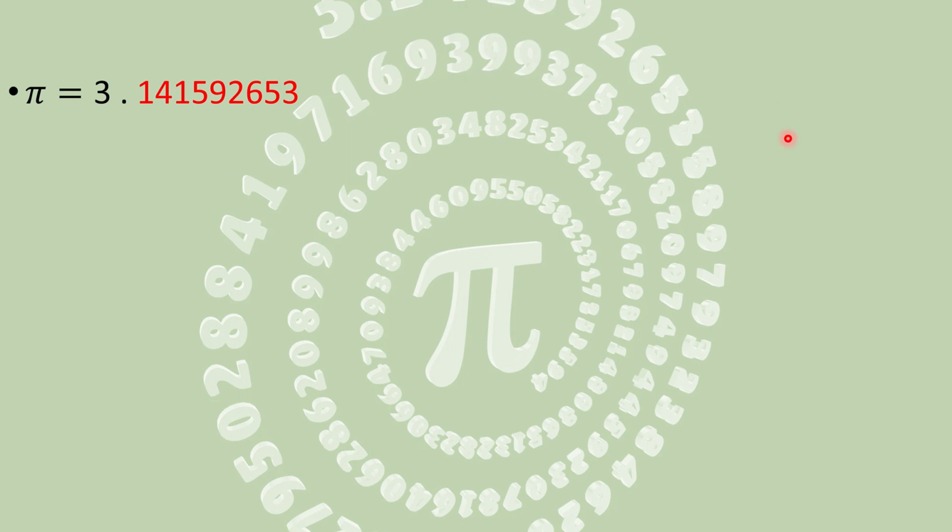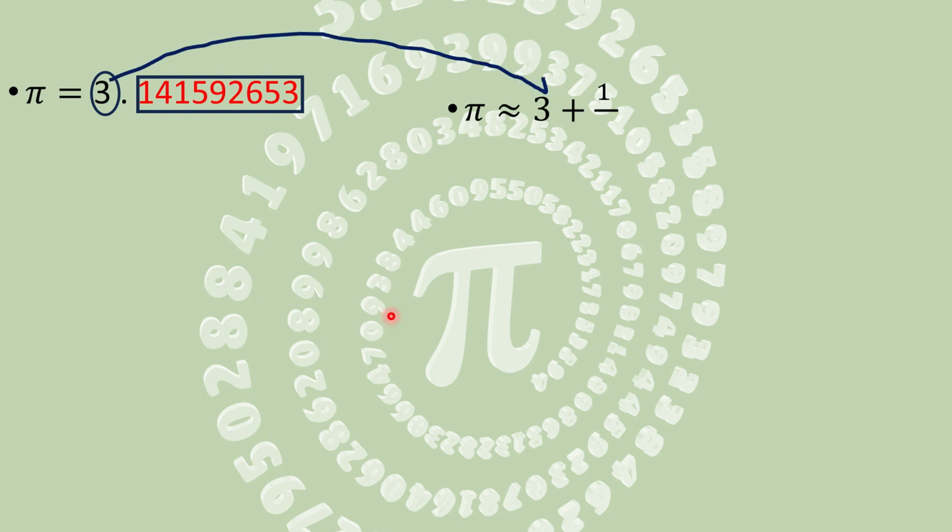You see, pi is 3.1415 and so on. So we consider the integer part of this number, 3, and then the decimal part as well, which is 0.1415 and so on. And then we take the approximate value: the integer part, plus this value to be here. How do we find it?